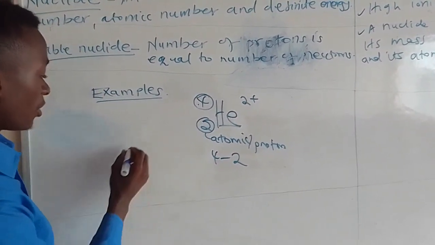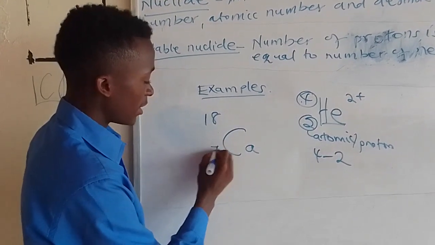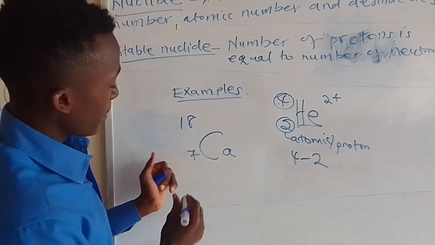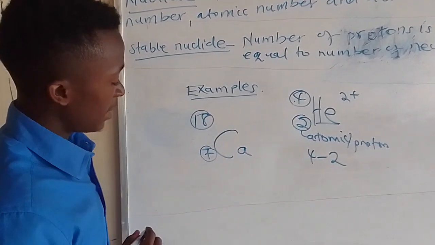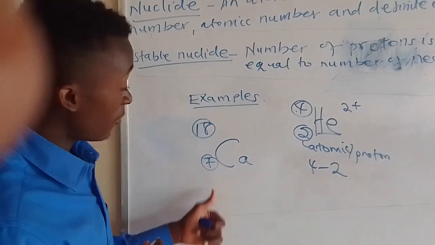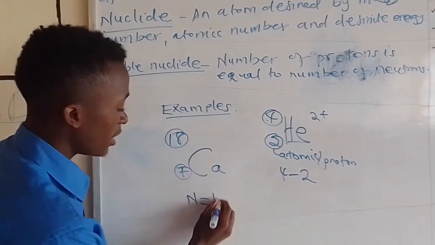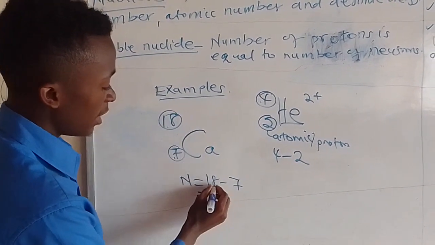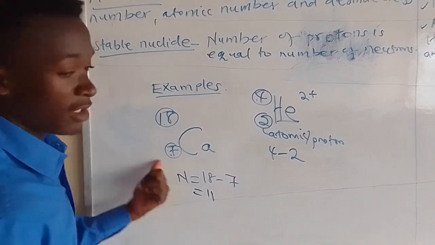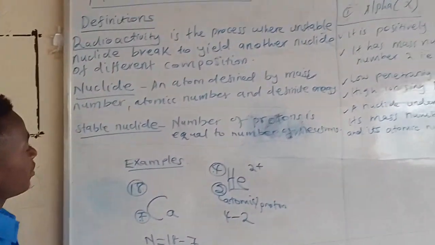Another simple example, when you are given maybe calcium, let us say 18 and 7. This 18 is our mass number, this 7 is an atomic number or the number of protons. So to get the number of neutrons, we will take the mass number, which is 18 minus 7, we have 11 neutrons. So that is basically what we mean by a nuclide.